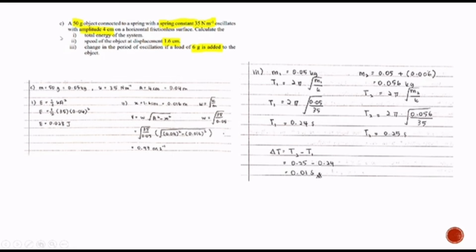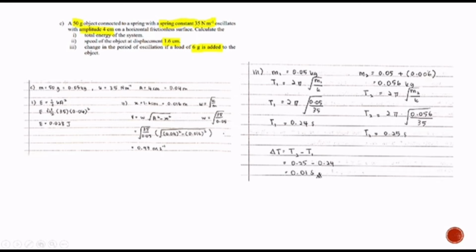So for question C, a 50-gram object connected to a spring with a spring constant of 35 Newton per meter oscillates with an amplitude of 4 cm on a horizontal frictionless surface. Calculate the total energy of the system. So we take out the information, which is mass m equal to 50 gram, which is 0.05 kilogram. Spring constant k equal to 35 Newton per meter, and amplitude equal to 4 centimeter, which is 0.04 meter.